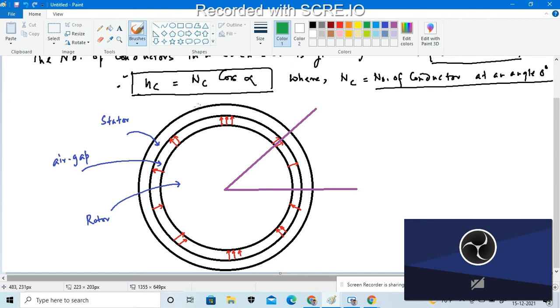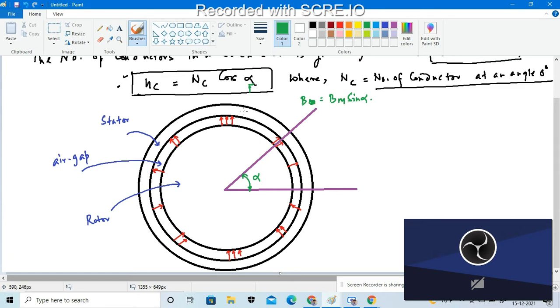So this angle will be treated as alpha. And this equation will consist of Bm, the total magnetizing field. So B is equal to Bm sine of alpha. And this particular angle will be cos alpha.